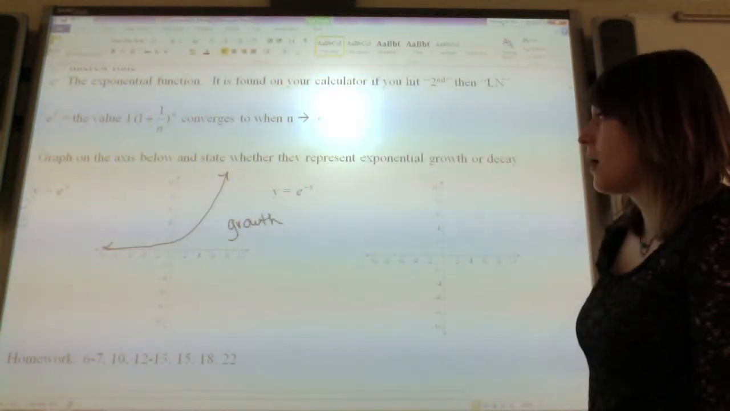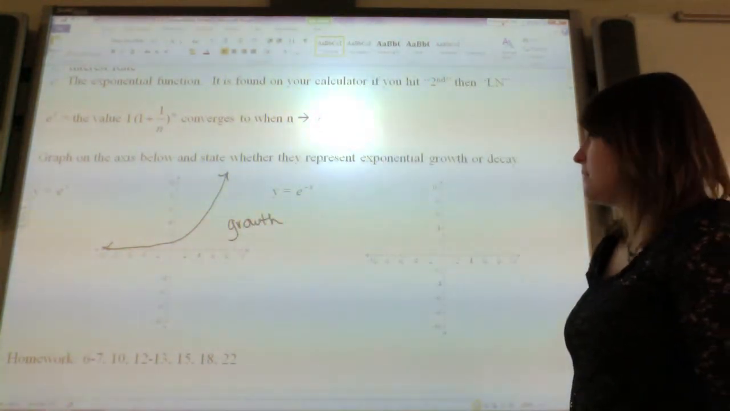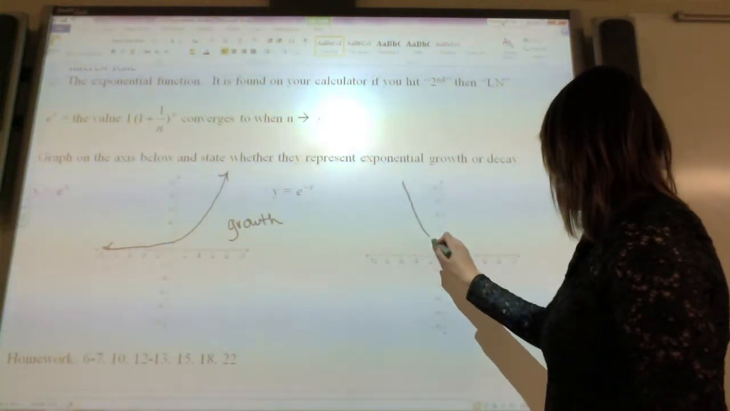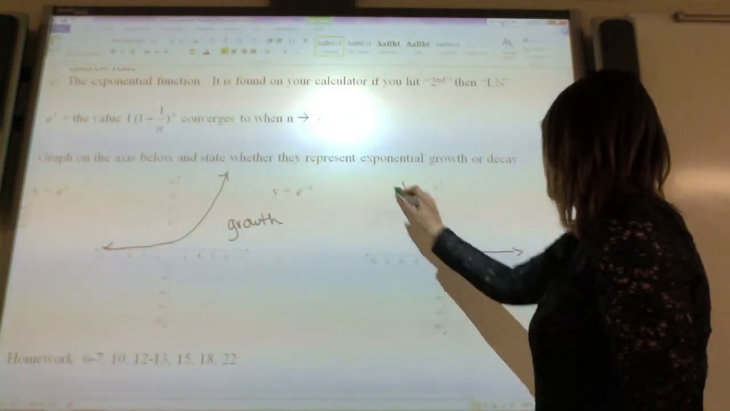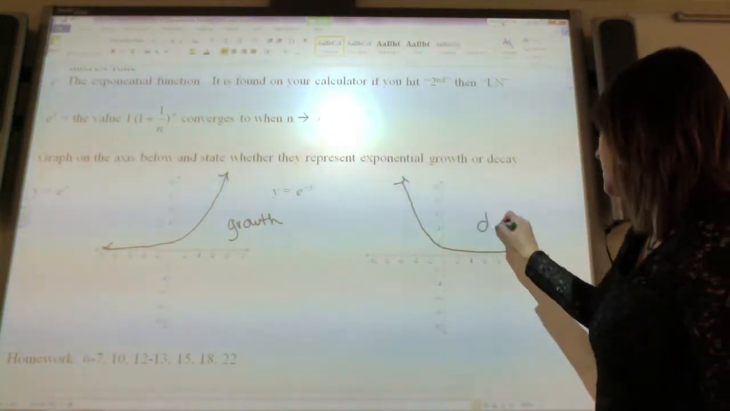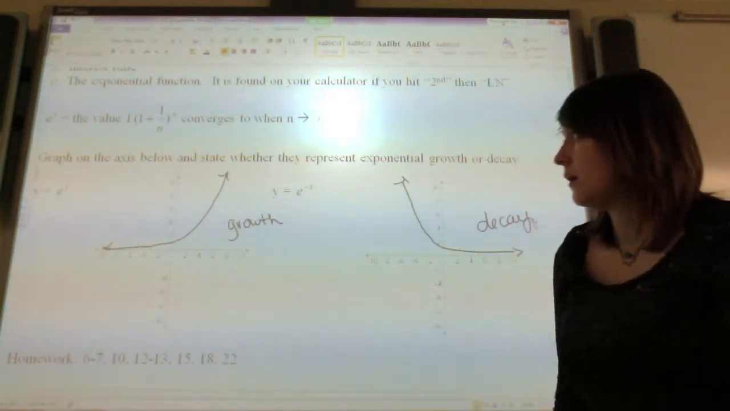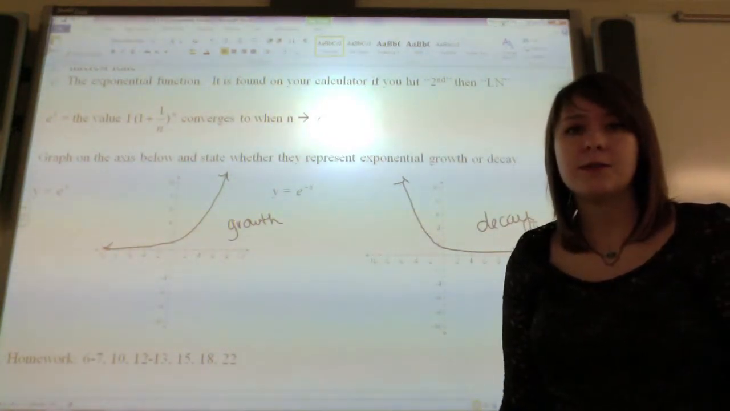If I want to plot y equals e to the negative x, that one looks like this guy, which is a decay. All right, and that's everything for the notes for section 3.